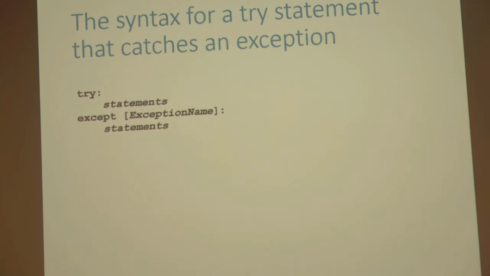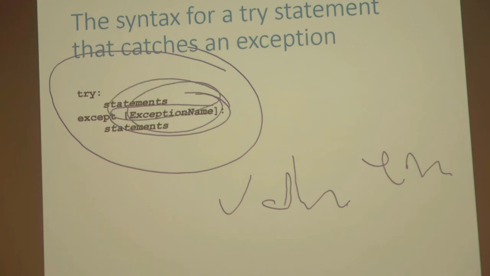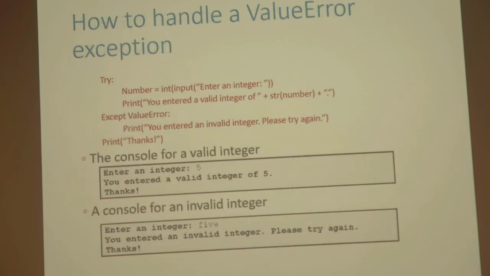Try, except. And for the except, you're going to give the exception name. In our example, what was it? Value error. All right? So you put the value error inside this bracket and then the statements. Let's take a look. That's how we did it.